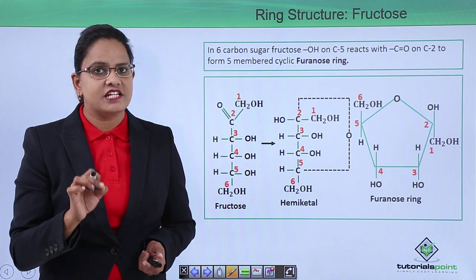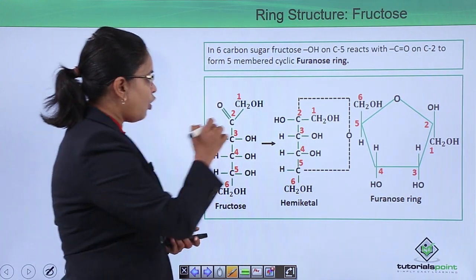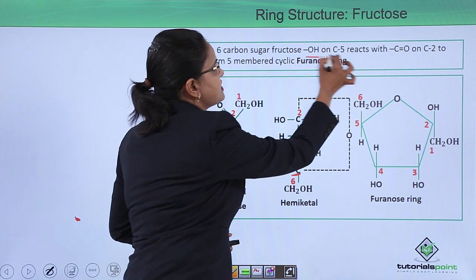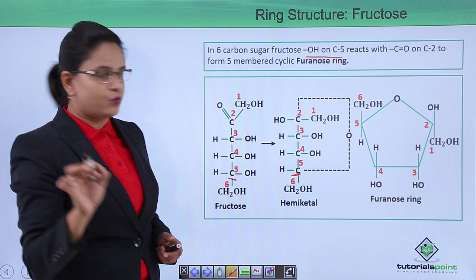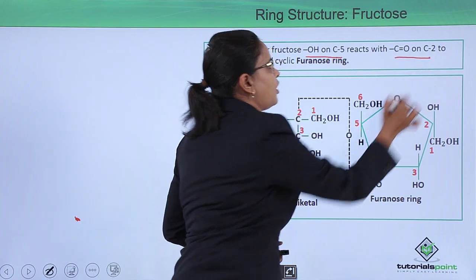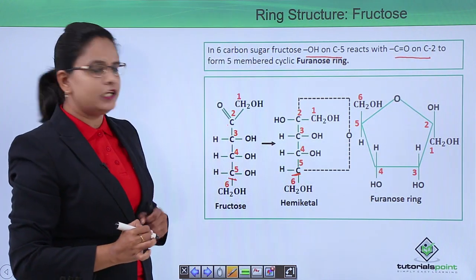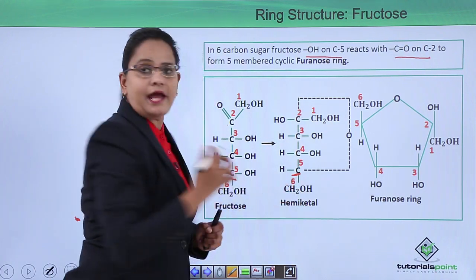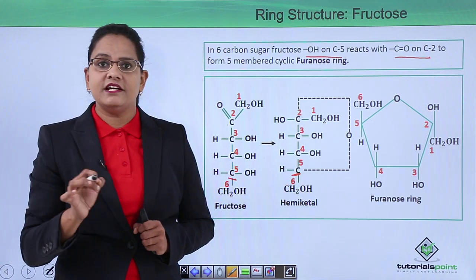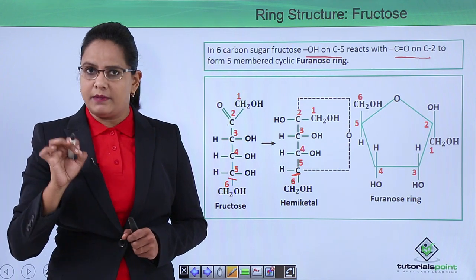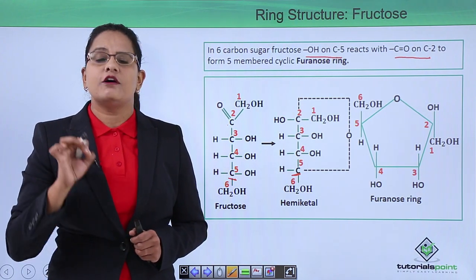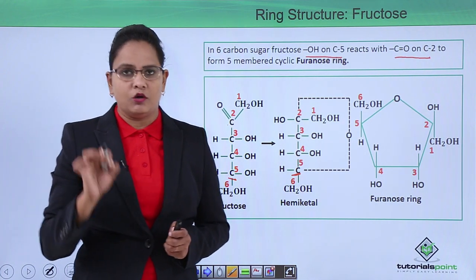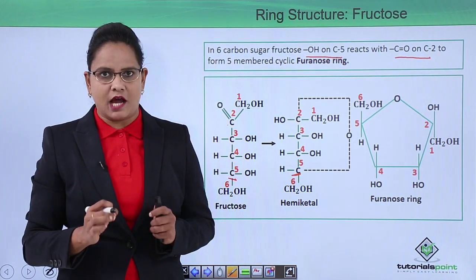Where is it being formed? On the OH group of the carbon number 5. The OH on the C5 reacts with the carbonyl group on the C2, and again a ring is formed. But here the ring is a 5-membered ring. It resembles a furan, and the ring is called furanose ring. Okay, so that was all about 6 carbon sugars.